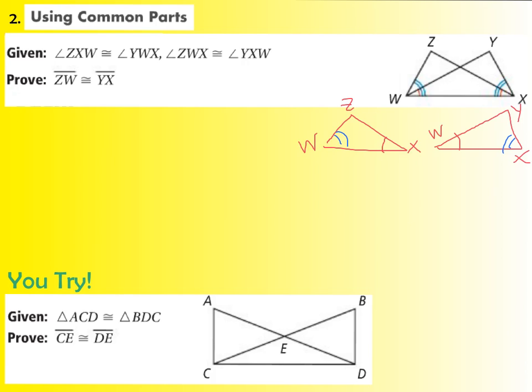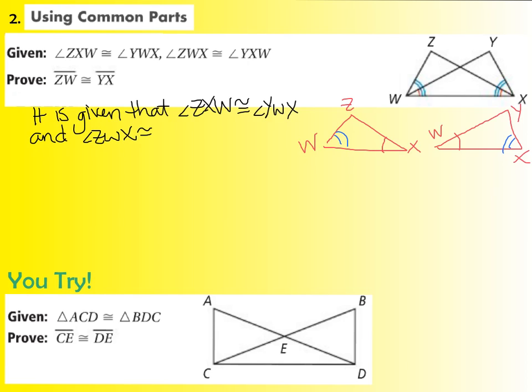So it is given that, and now I'm just going to say everything in my given statement. So that angle ZXW is congruent to angle YWX, and angle ZWX is congruent to angle YXW. You also should notice that both of these two triangles have the same side. They have WX and WX. So we can say that those are congruent to each other.